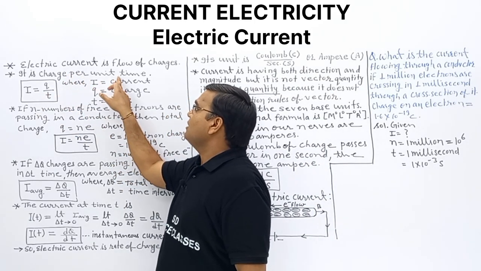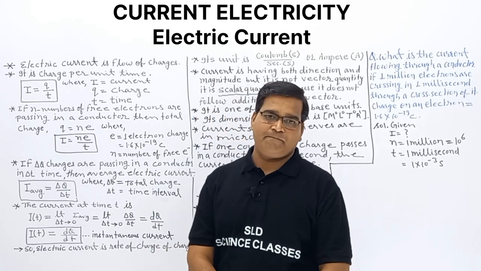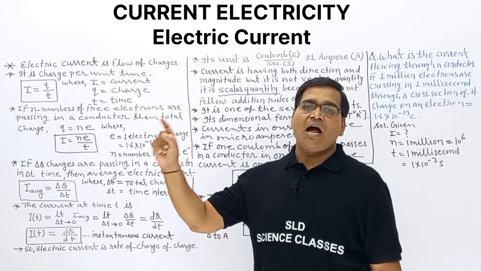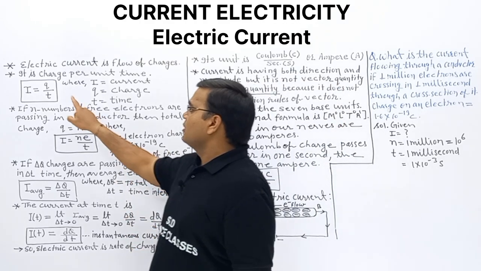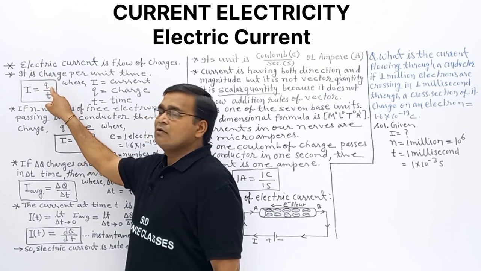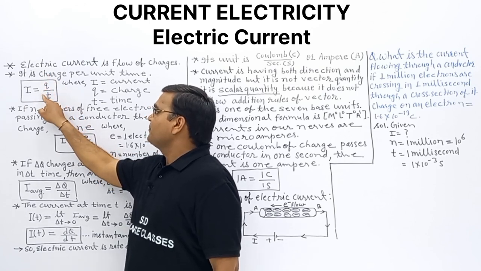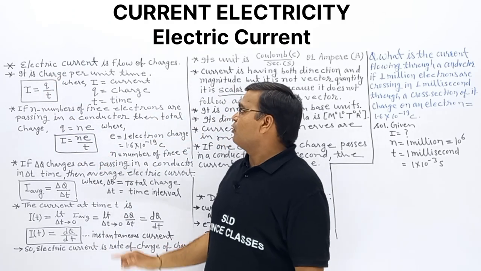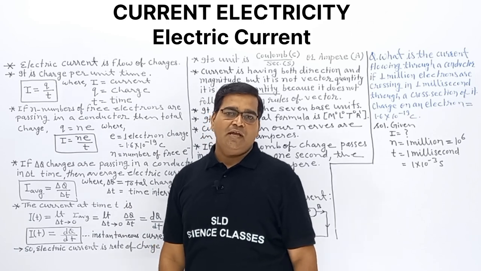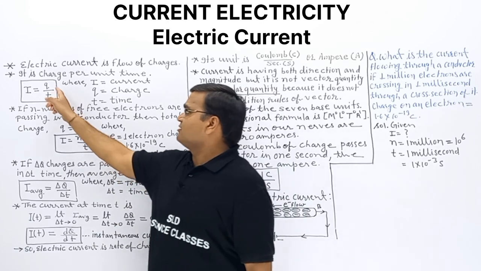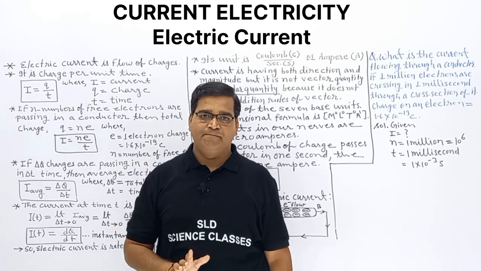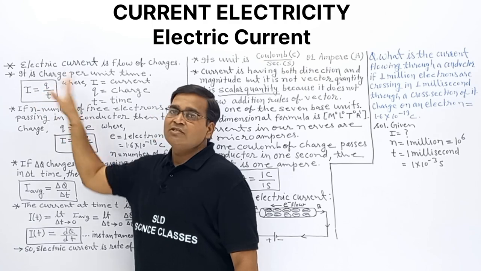Charge per unit time. Mathematically, we can say current is charge per unit time. Current is denoted by I, charge is denoted by Q, and time is denoted by T. So we can say current is charge per unit time. And what about the charge? Current is the flow of charges. Clear?